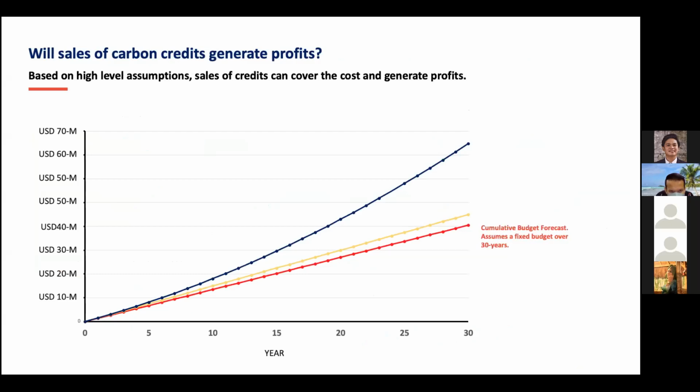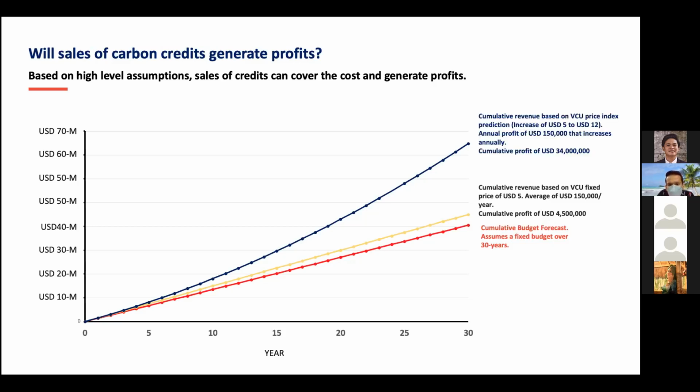Okay. If we consider at a 5 USD mark, there is a profit. We cover all the costs to manage the area for protection. But we also can generate a profit of about 4.5 million USD over 30 years. And if we look at the price index increase over 30 years from 5 to 12 USD, we can see an annual profit of USD 150,000 that also increases annually. And this will result in a cumulative profit of USD 34 million.